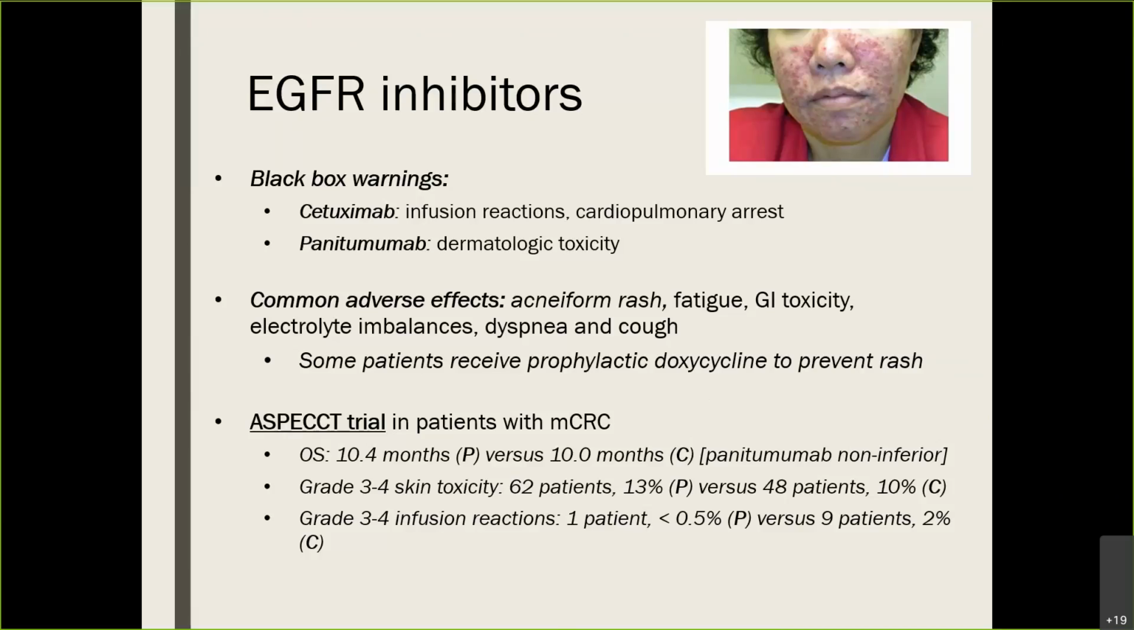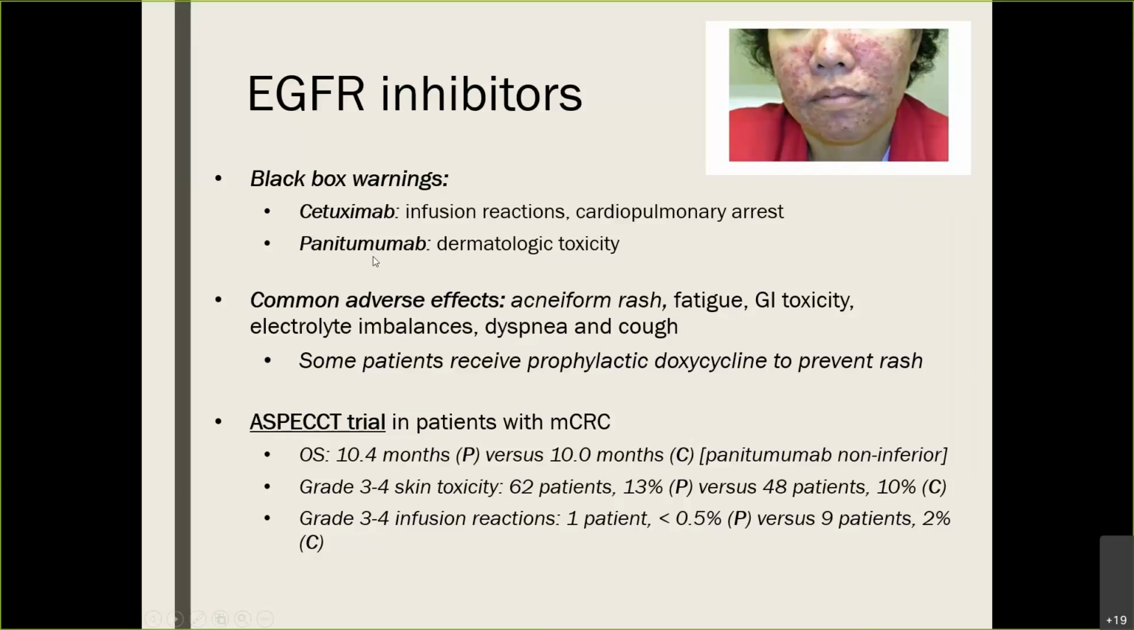Here's a good example of the difference between a chimeric monoclonal protein and a humanized monoclonal protein, whereas cetuximab has a significant concern for infusion-related reactions. You can see 2 patients, or 2%, with grade 3-4 infusion-related reactions in this study down below, versus less than 0.5% of patients for panitumumab, which lacks these significant infusion-related reactions because it has a more humanized protein.